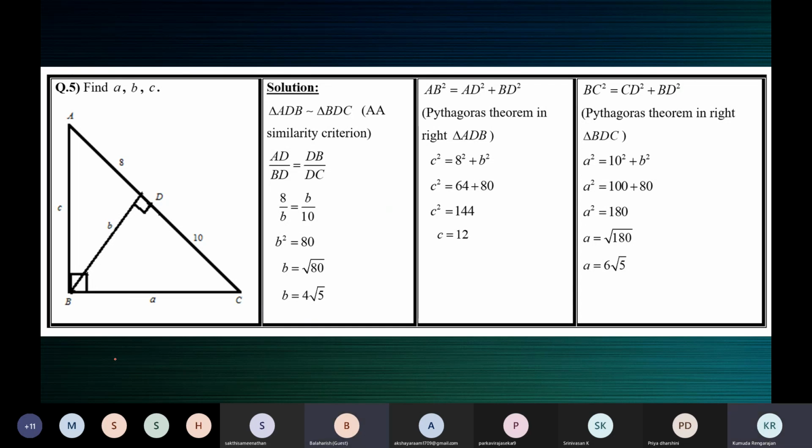Correct. 2 root 20 you said, right? Yeah, it's 4 root 5. Correct. And C, what did you get? C is equal to 12, ma'am. Very good.